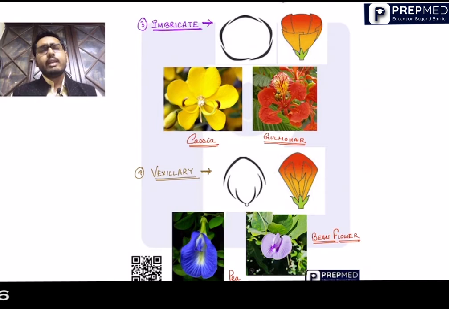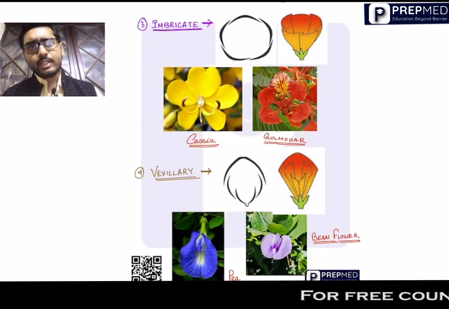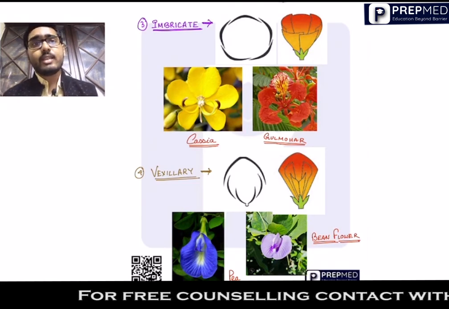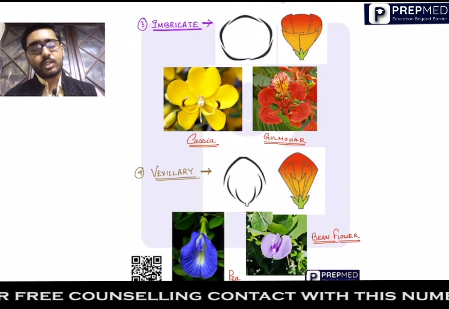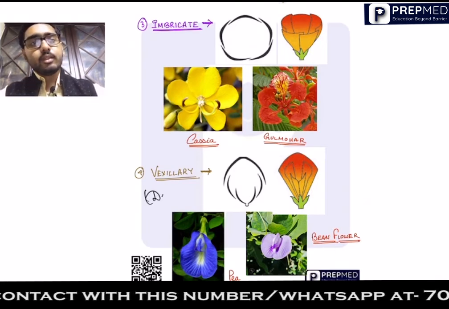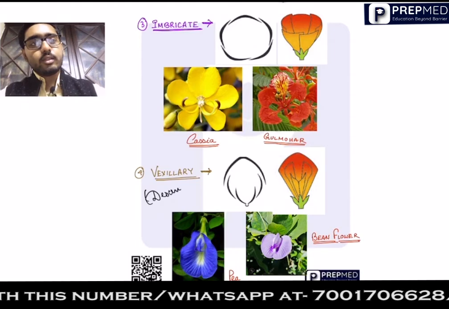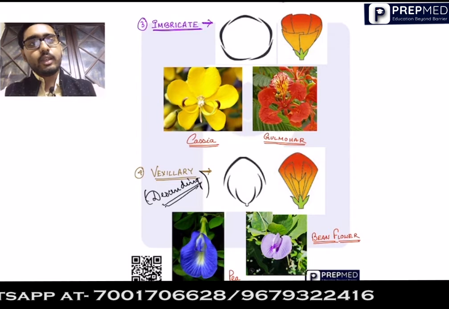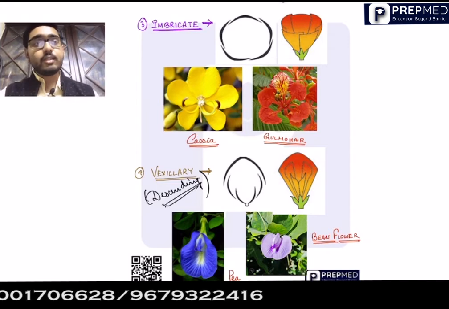Imbricate. Now, according to the NCERT book, imbricate and vexillary are two different estivations, but some books refer to vexillary as a subpart of imbricate estivation. It's called the descending type. Descending type of imbricate estivation.